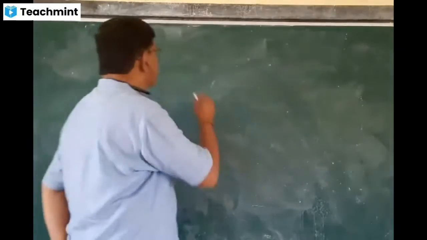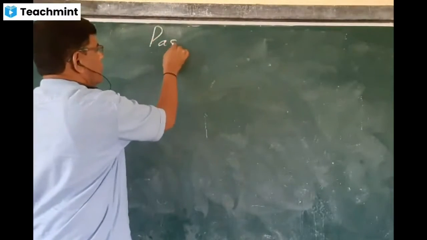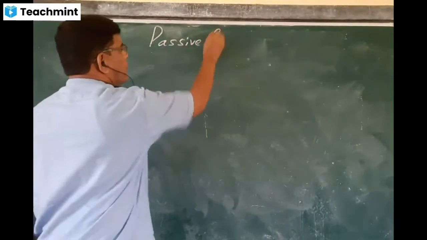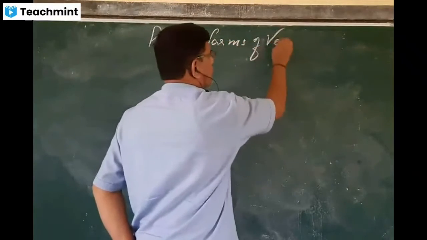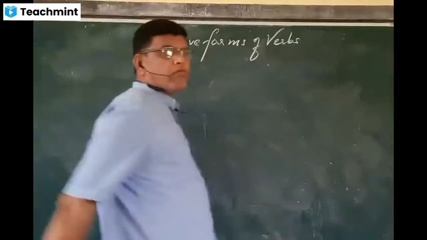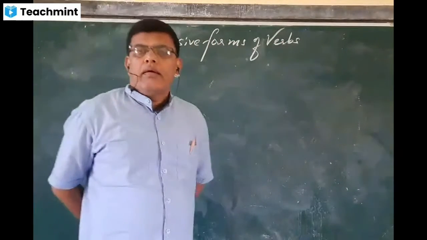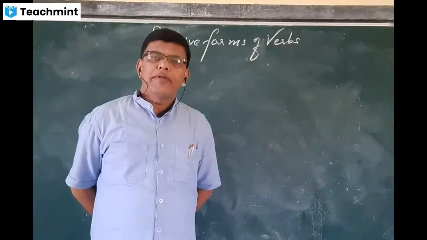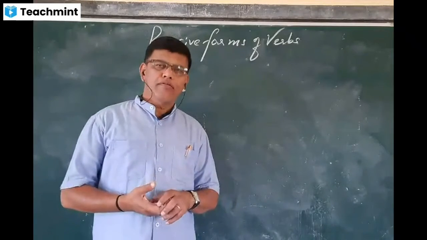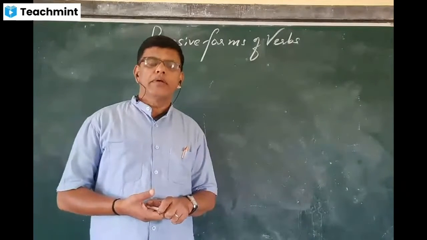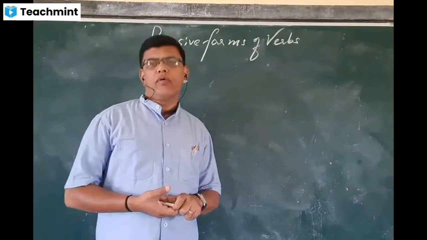We are studying passive forms of the verbs. Passive form of the verb. So there are two kinds of verbs, active verb and a passive verb.